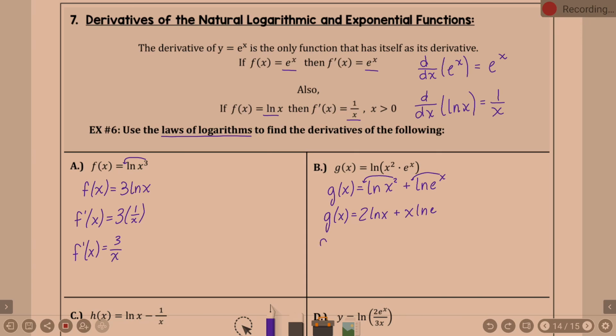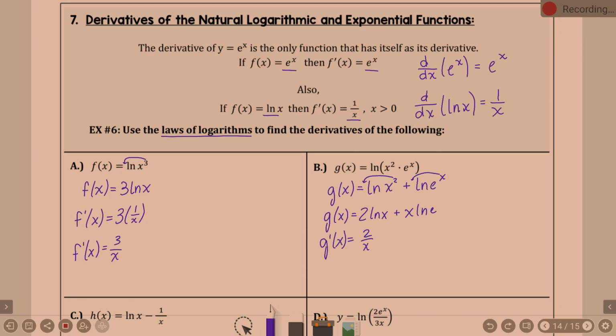Okay, let's try derivatives. Derivative of 2 times the natural log of x. What'd you say? 2 over x, yes. And you can write it, are you guys okay with just going to 2 over x? Okay.